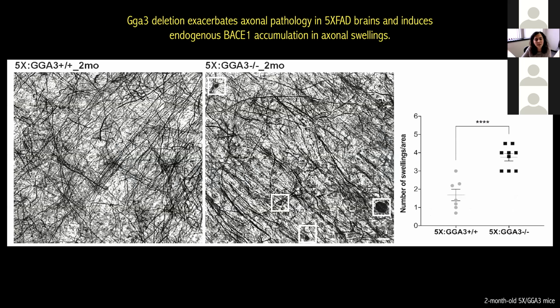Finally, I just mentioned before that my colleague Won-Hee Kim was the one who demonstrated that in 5X Gga3 knockout mice, you have an exacerbation of A beta pathology. And thanks to his input, I asked myself, what is going to happen to an axonal pathology in the brain of 5X FAD mice if I delete Gga3? And so we used our 5X Gga3 wild type and knockout mice at 2 months of age to investigate this question.